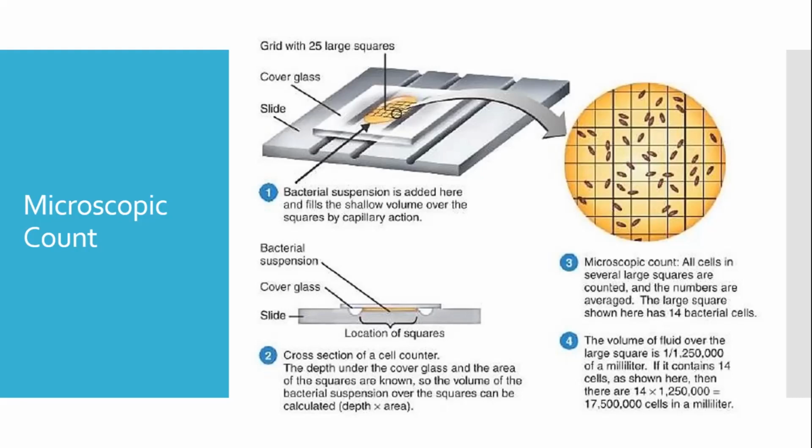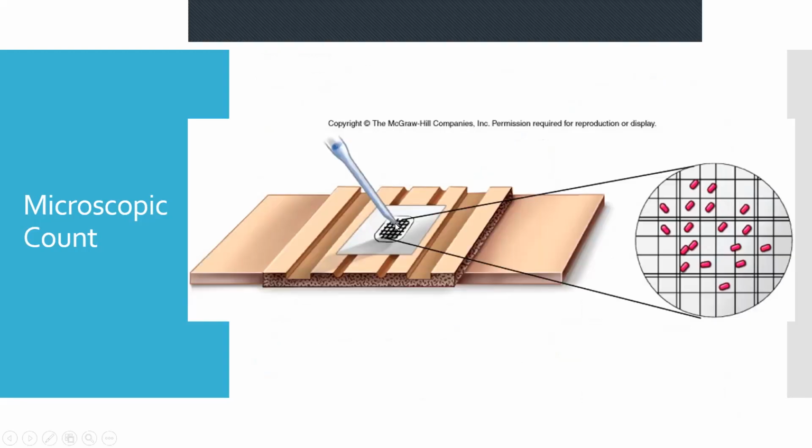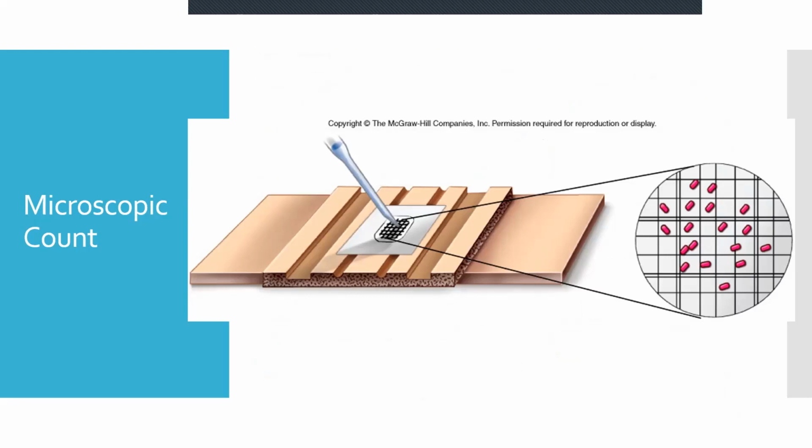Here you can see one slide is there, with a square located in between. So we can use the Neubauer's chamber. It is just one thick slide, a special slide. Generally it is used for yeast count, or sometimes for E. coli, or sometimes we may go for WBC and RBC. For that, we may use this kind of chamber.